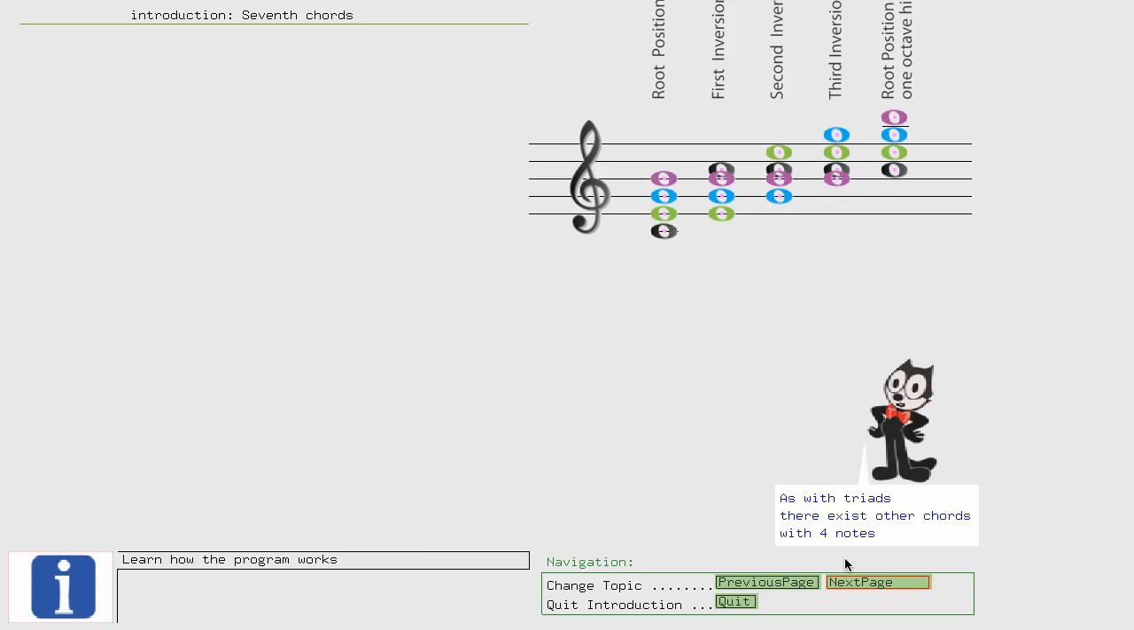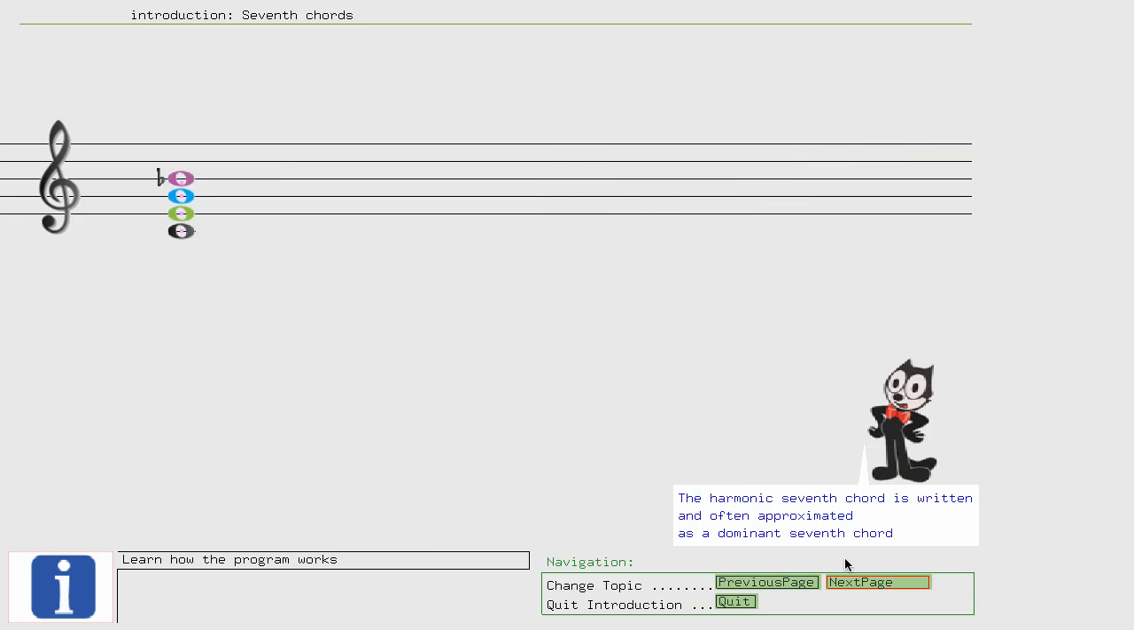As with triads, there exist other chords with 4 notes, which do not consist of thirds only. A somehow special case is the harmonic 7th chord. The harmonic 7th chord is written and often approximated as a dominant 7th chord. However, it can only be played on instruments which support the chest intonation tuning. The harmonic 7th chord consists of a root note, a major 3rd, a perfect 5th, and a harmonic 7th. The harmonic 7th interval has the ratio 7:4.